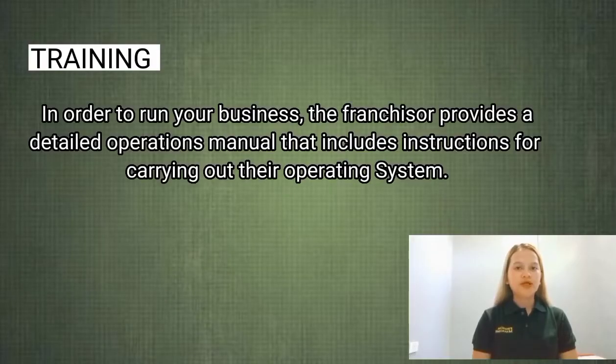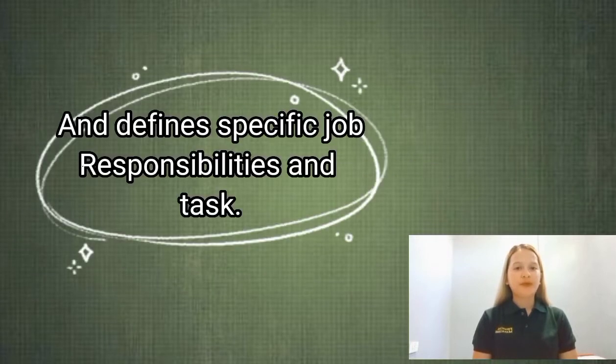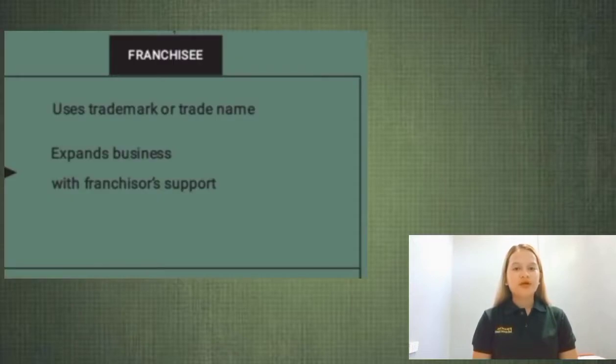Training. In order to run your business, the franchisor provides a detailed operations manual that includes instructions for carrying out their operating system. It establishes the rules, standards, and specifications of the franchise and defines specific job responsibilities and tasks. The franchisee uses the trademark or trade name and expands the business with franchisor support.